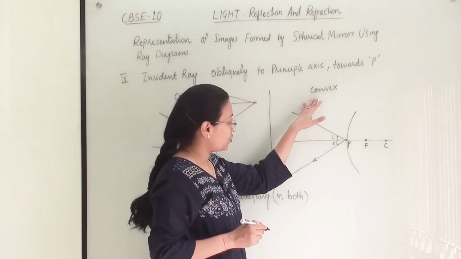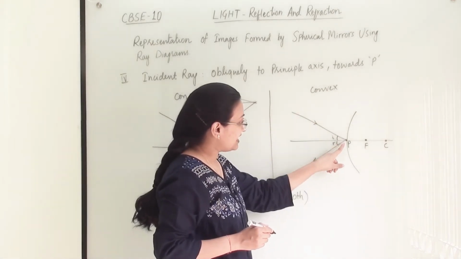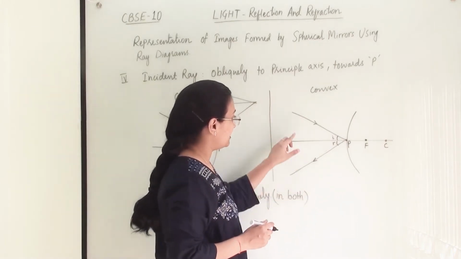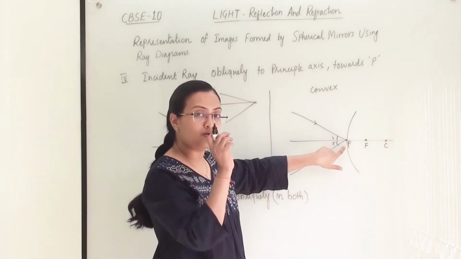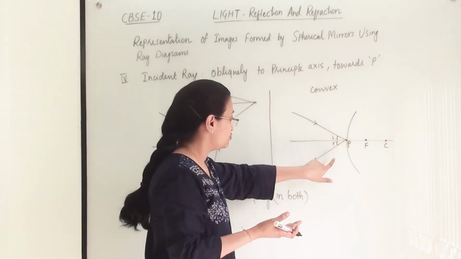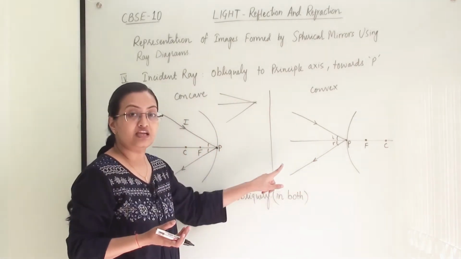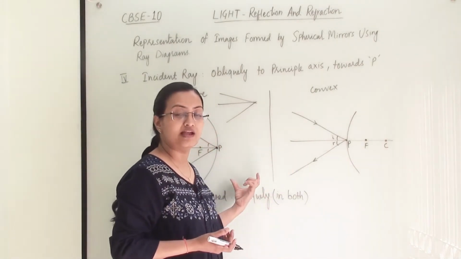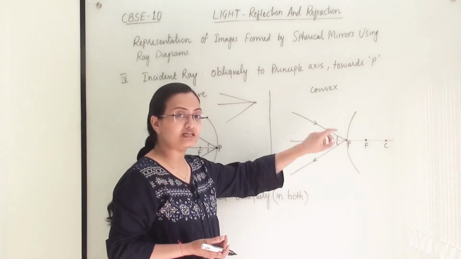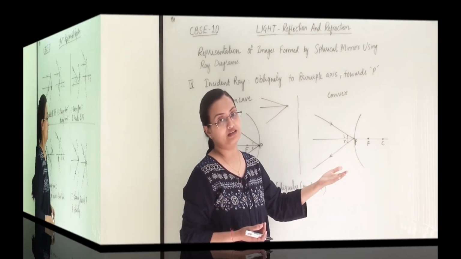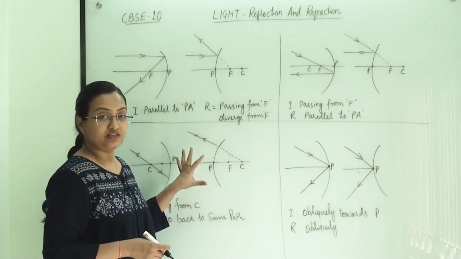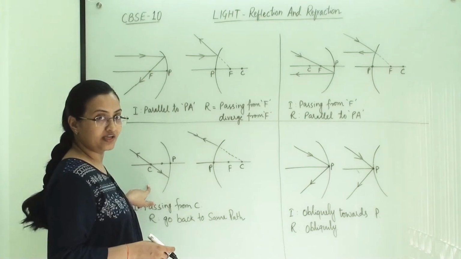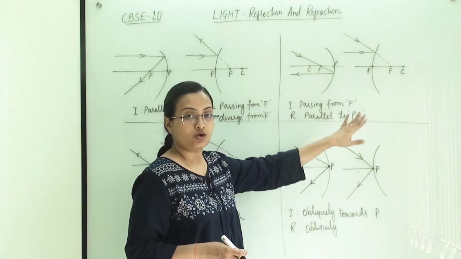Now in case of a convex mirror, when the slanting ray is coming towards the pole P, we will get the obliquely reflected ray, because here P is lying on the mirror, it is not behind the mirror. So we will get the same result in both the mirrors, concave mirror and convex mirror, because P is lying on the mirror and not behind the mirror. So these are the four possibilities of concave mirror and convex mirror. The first one is the concave mirror and the second one is the convex mirror.